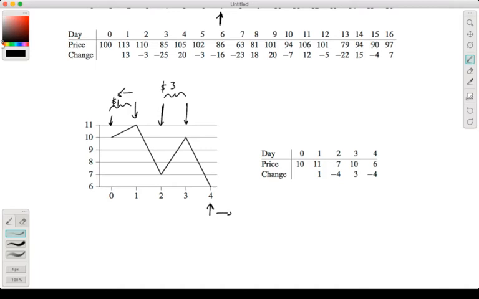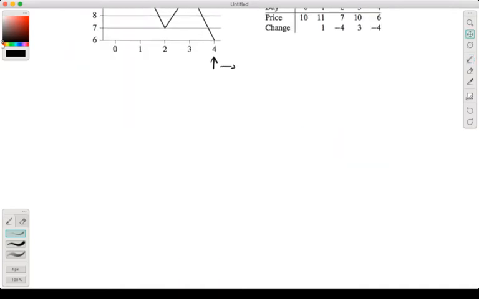So this is an interesting problem in that the brute force way of solving it would be to test every pair of dates or data points.